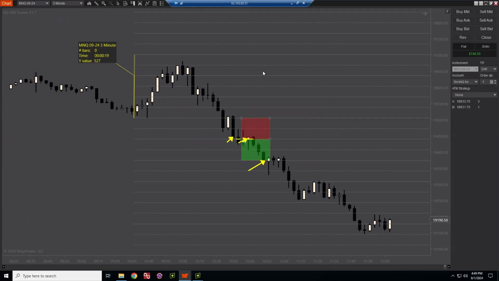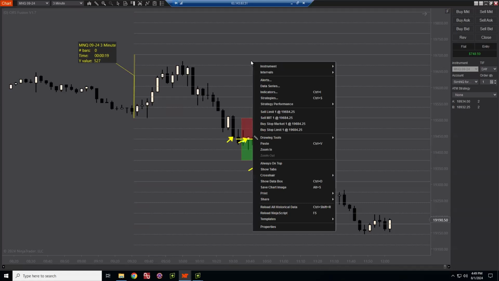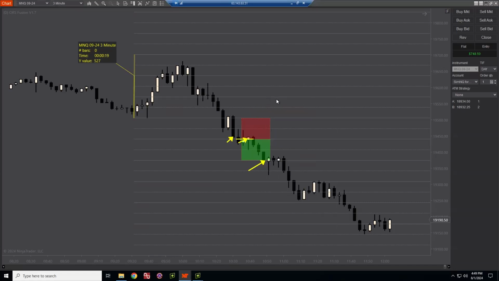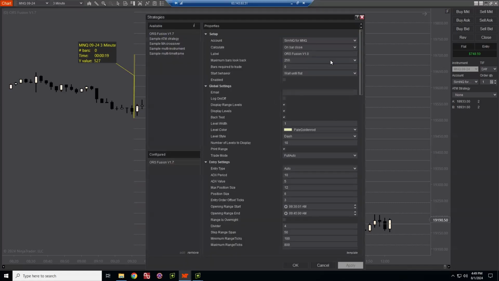Okay, so let's go ahead and load up ORS Fusion 1.7. There we go. And I have the template here.